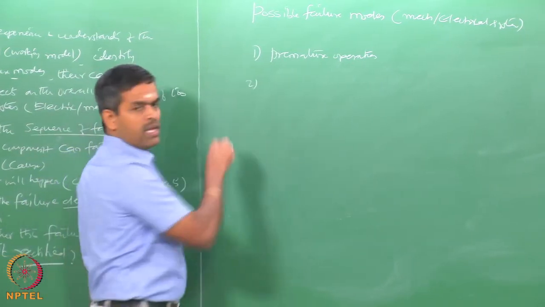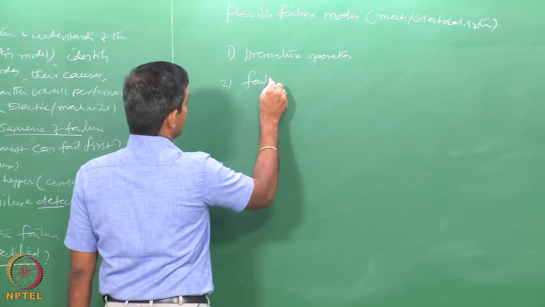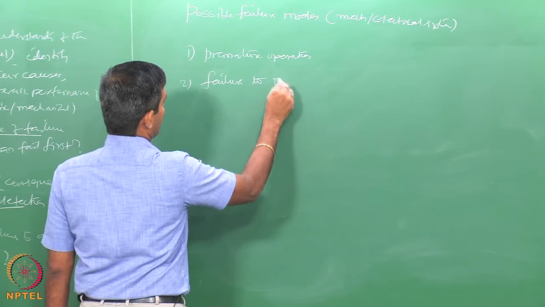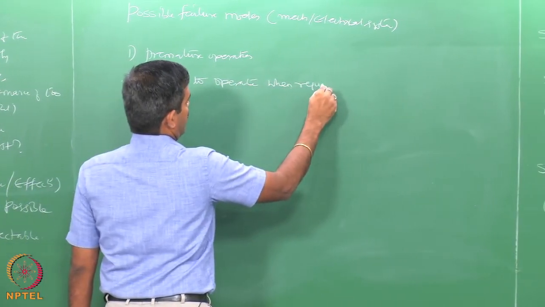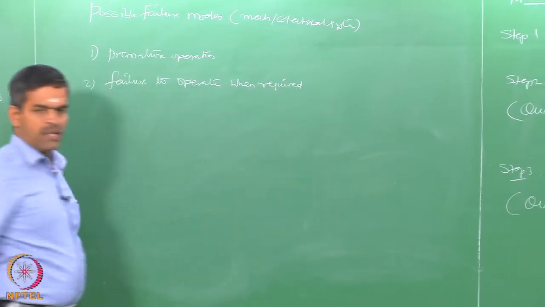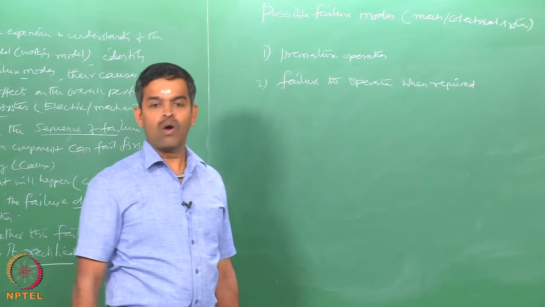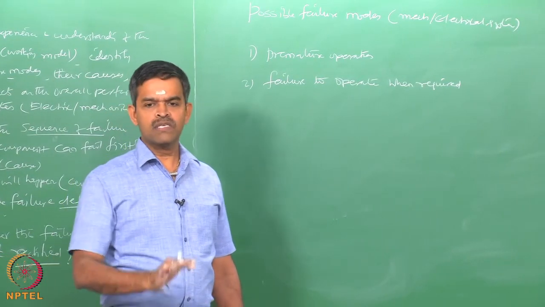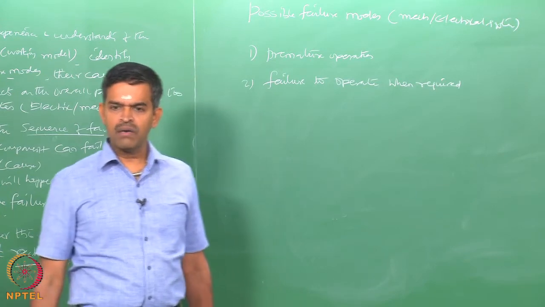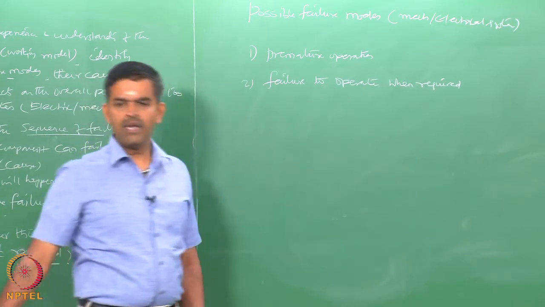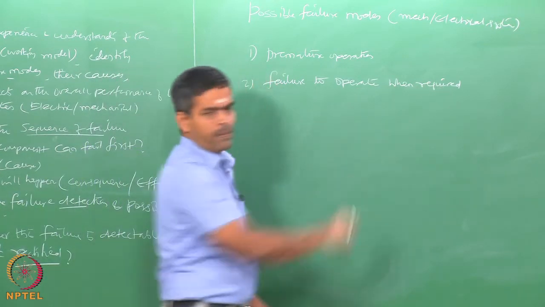The second could be failure to operate when required. What do you mean by this statement? Let us say I need to have a valve which should be opened automatically when the pressure reaches 10 bar. So, in the process line the pressure has reached 10 bar, but the valve has not opened or it is not operated. So, it is failure to operate when required to operate.